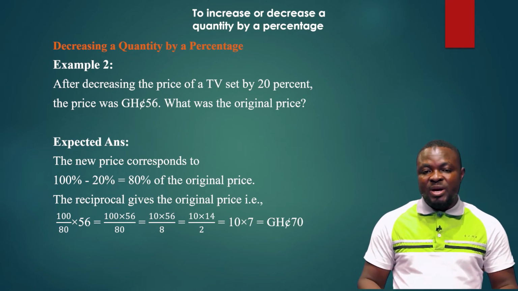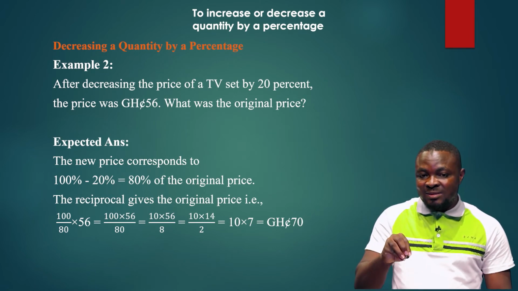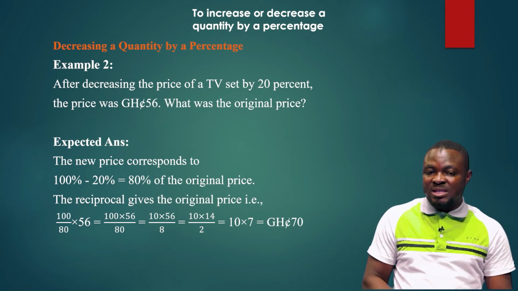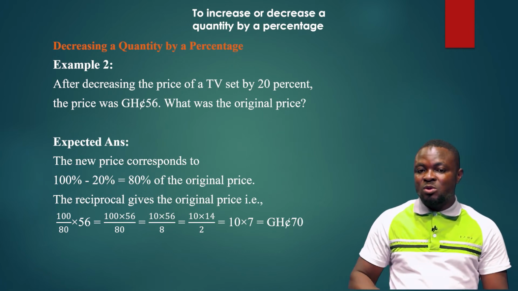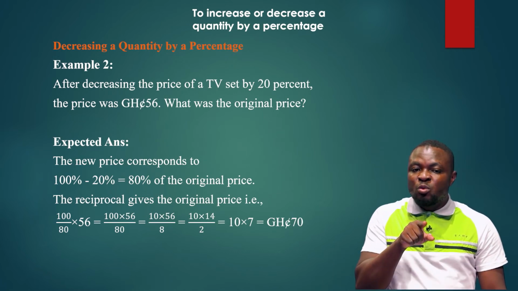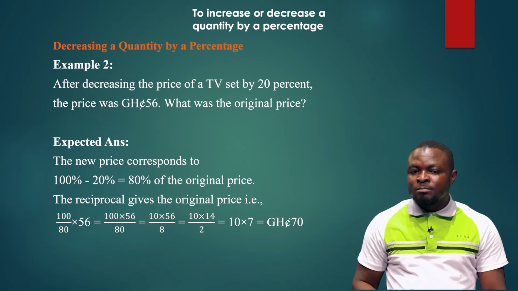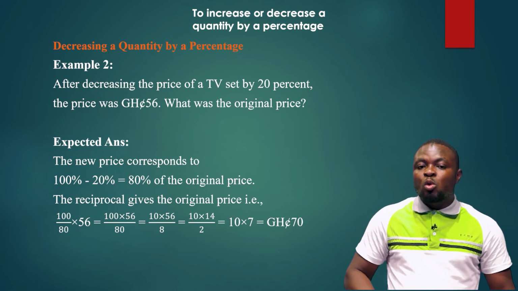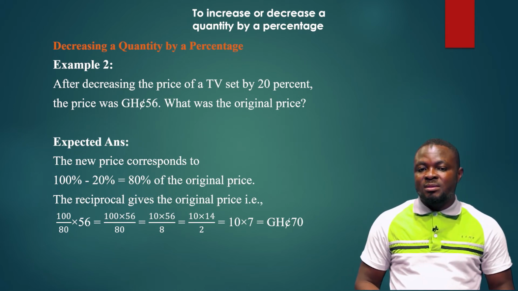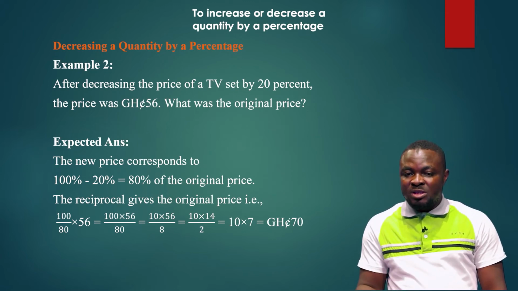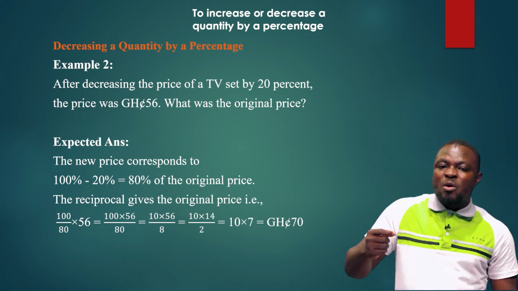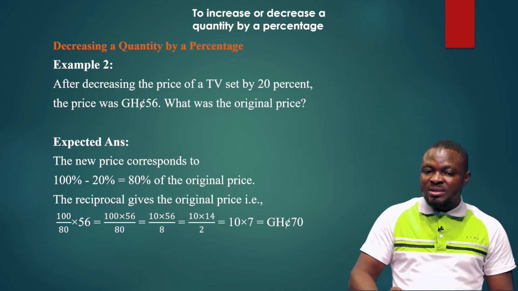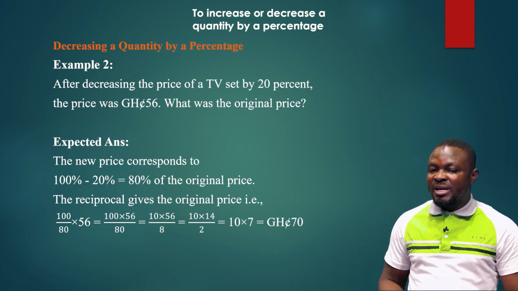So the new price, which shows a reduction, will be 100% minus 20. I've already shown you how to decrease a quantity by a certain percentage. 100% minus 20%, which gives us 80%. Now, if the new price corresponds to 80% of the original price, then the reciprocal will hold for the original price. Then what it means is that the original price should be what? Instead of 80 over 100, it becomes 100 divided by 80.